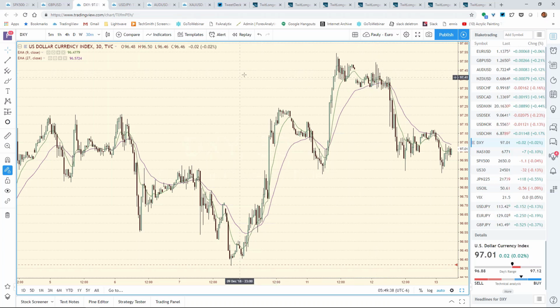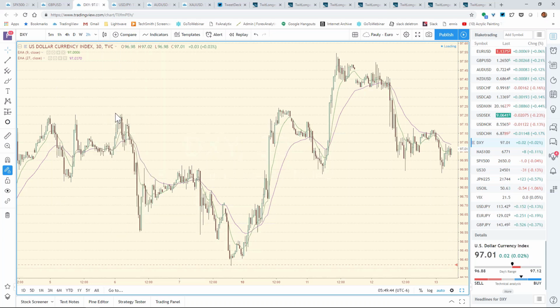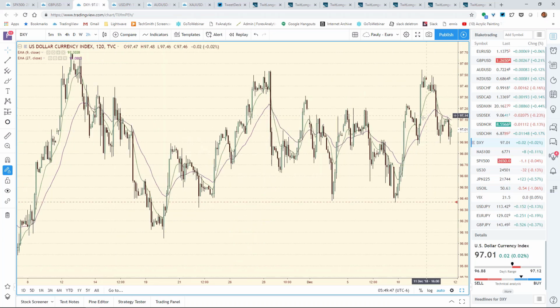Let's quickly move this over to a 2-hour chart, which is what I usually like to look at. You can see here that we had a nice little gravestone doji on the 2-hour, and that was actually from the day before. Finally, we started giving back some of this.